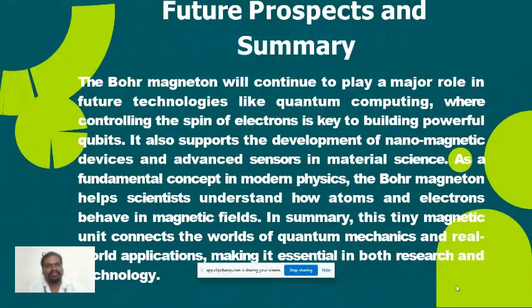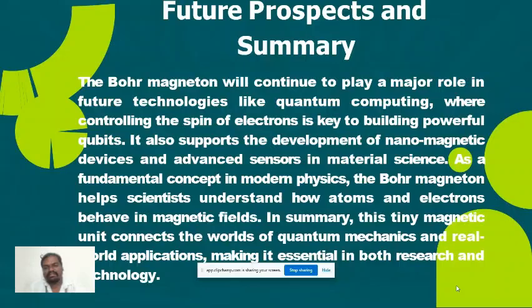Future prospects and summary: the Bohr magneton will continue to play a major role in future technologies like quantum computing, where controlling the spin of electrons is key to building powerful qubits. It also supports the development of nanomagnetic devices and advanced sensors in material sciences.